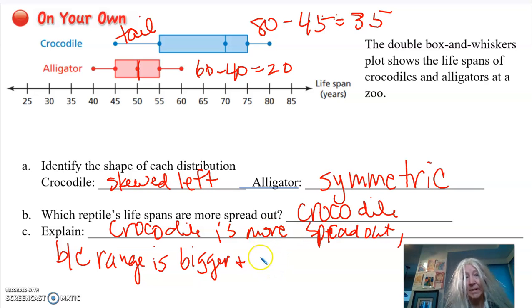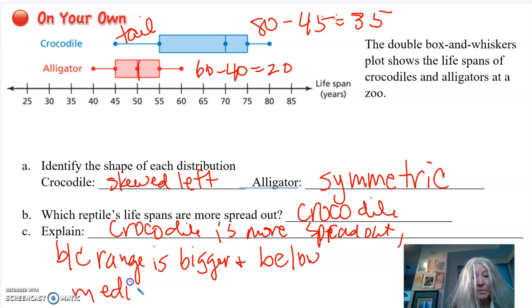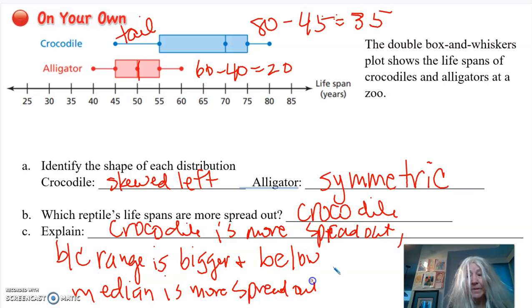And let's see, I could say the below median is more spread out, because the box is spread out. Here's the median, so all of the data values below the median are pretty spread out.